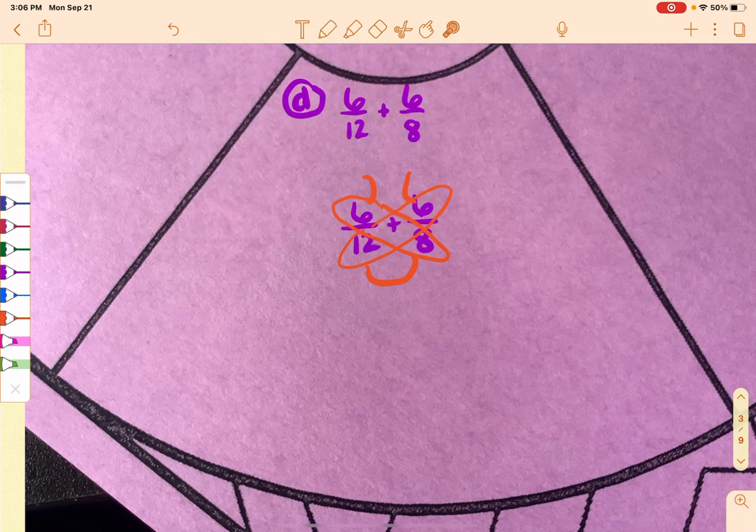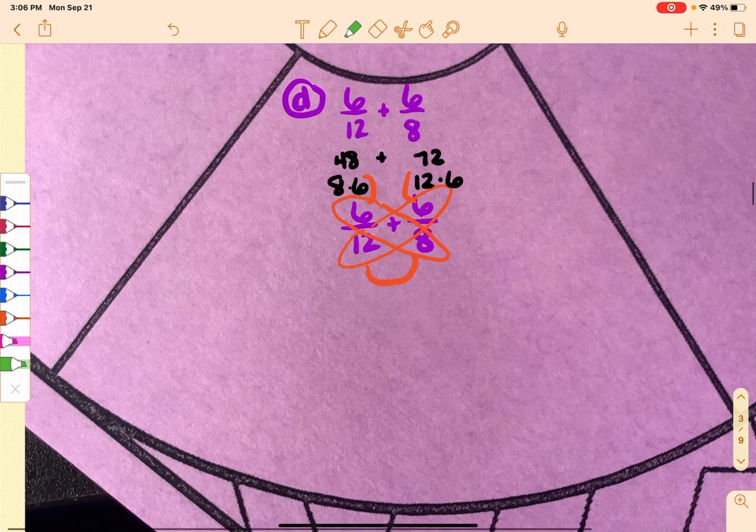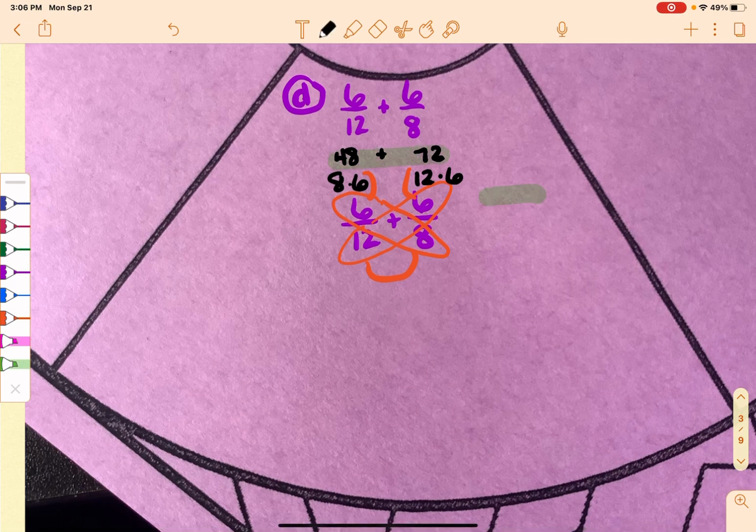So the first one is 8 times 6. Then the other direction, I have 12 times 6, which is 72. This is going to get put together to be the top of my fraction. So if I put 48 and 72 together, it's going to be 120. Now I can move myself to the bottom. So I'm going to deal with these two to make this. So 12 times 8 is 96. I'm going to move this over here.